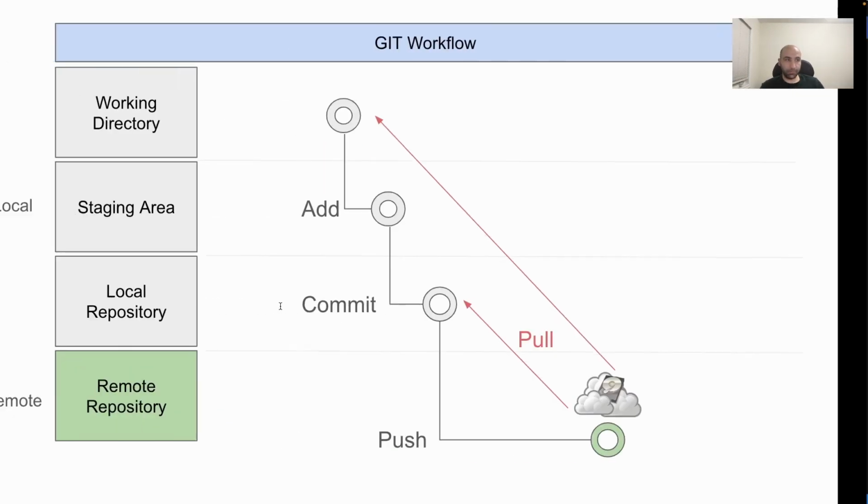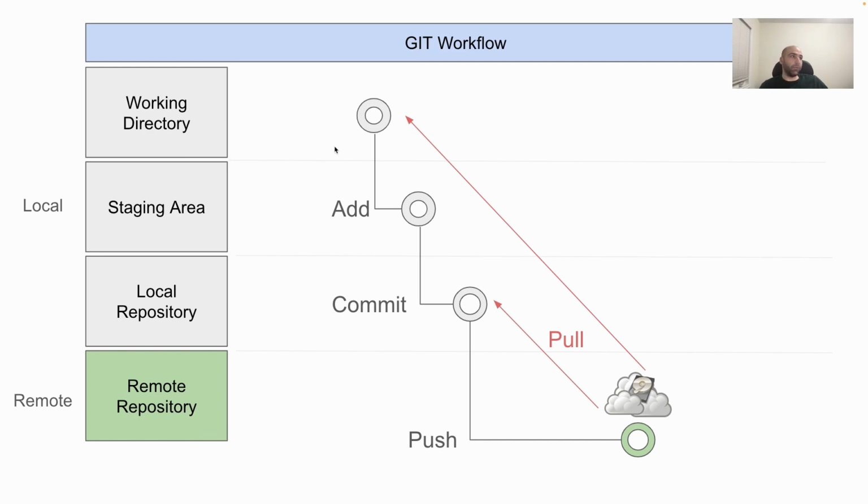Let's see here. We have the Git workflow. This is the local area, here the remote. We started by creating a file. We added it to the staging area. Then we committed locally into the local repository. After that, we pushed it to the remote, like in our case, it's GitHub. And when we pull from the server, the new changes will be updated here in the local repository and the working directory.